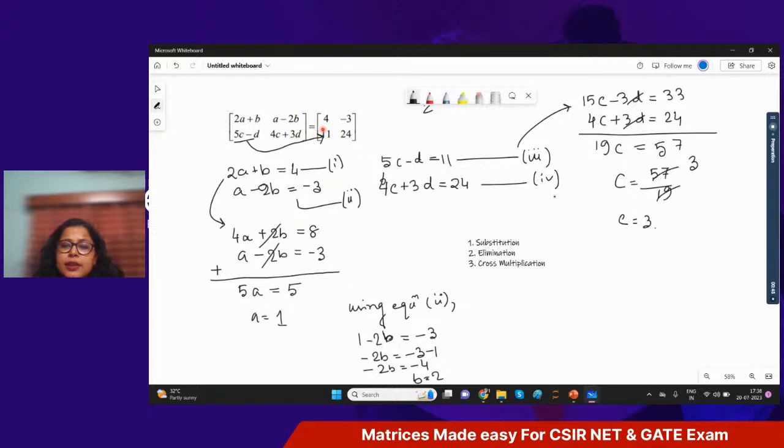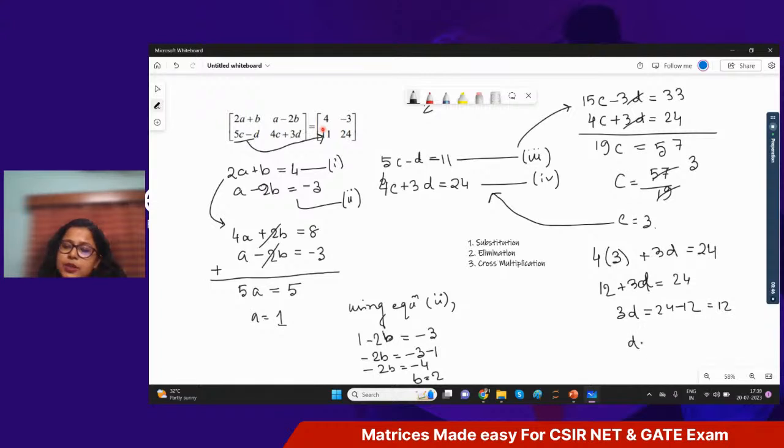Now put this c in any of these equations. Let me put it over here. So 4 multiplied by c, that is 3 for us, plus 3d equals 24. So 3 fours are 12 plus 3d equals 24. Next, 3d equals 24 minus 12, that is 12. So d becomes 12 by 3, that is 4. So we have got the values of a, b, c, d: a equals 1, b equals 2, c equals 3 and d equals 4.